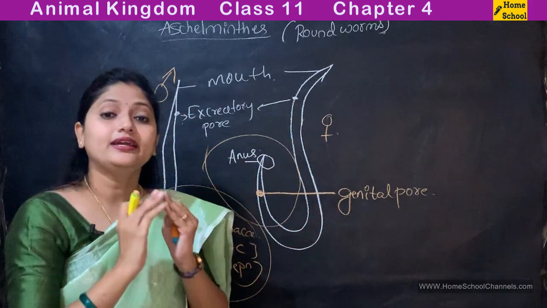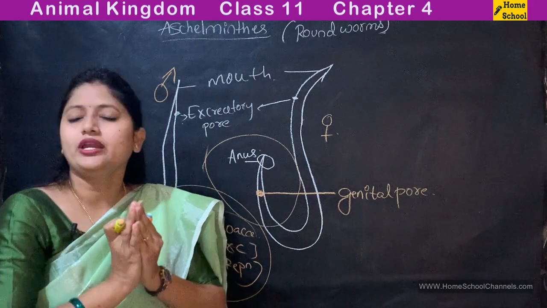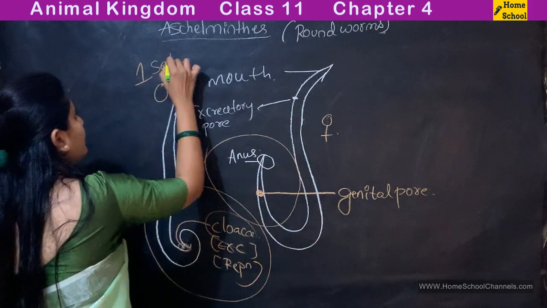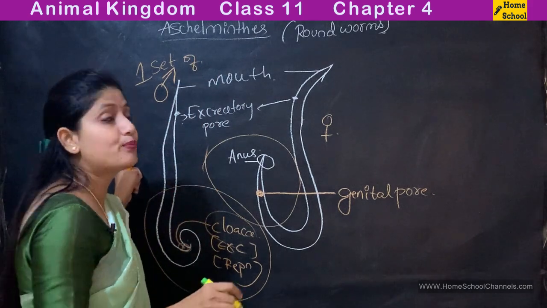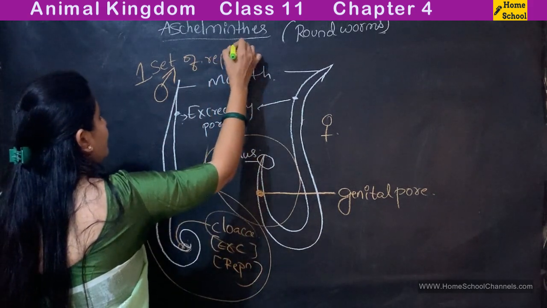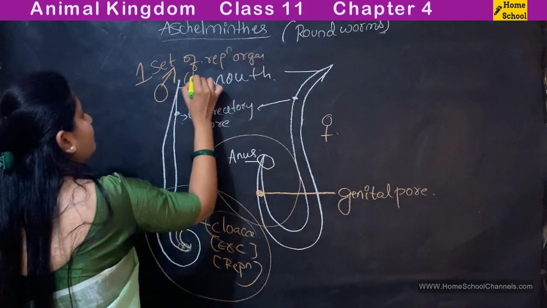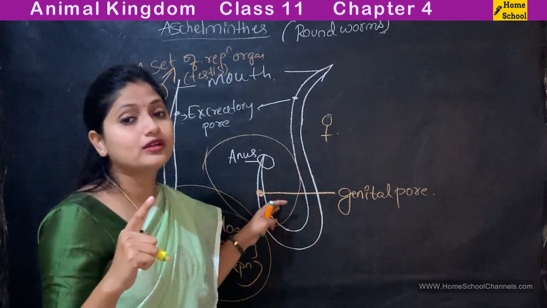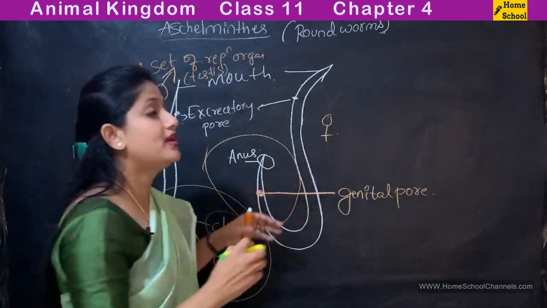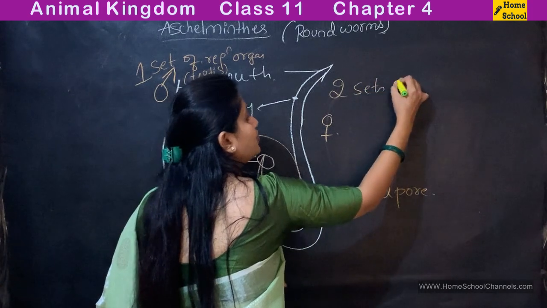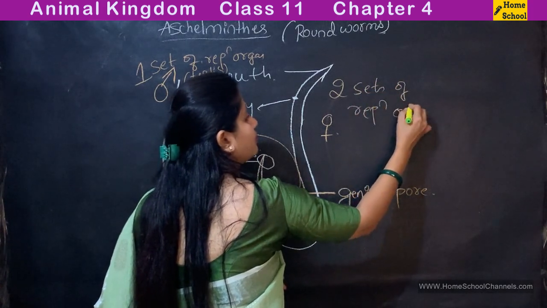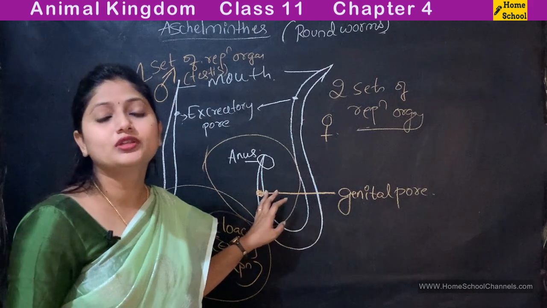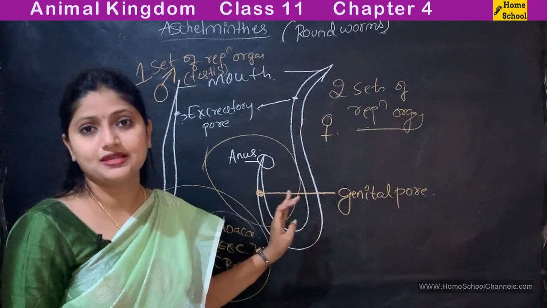Other than that, when you look into the internal difference, a very important difference is that in case of males only one set of reproductive organs is present, that is, only one set of testes, whereas in case of females we have two sets of reproductive organs present. So the number of sets of reproductive organs gives the internal difference.